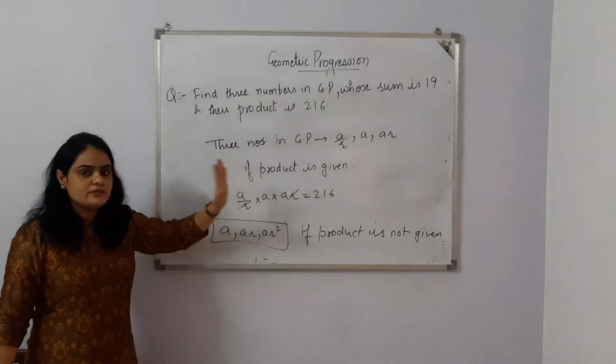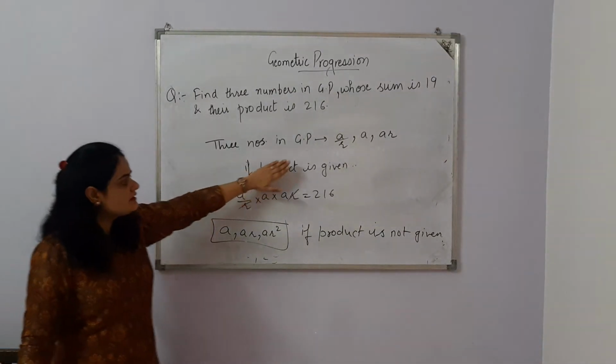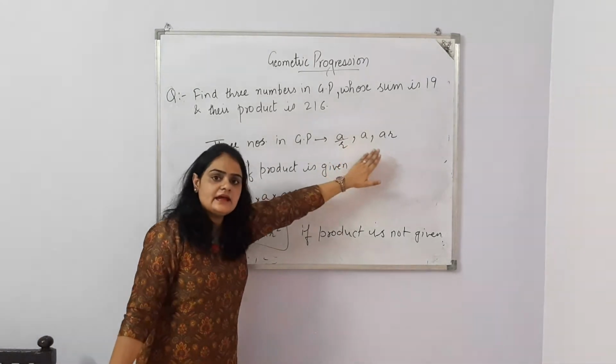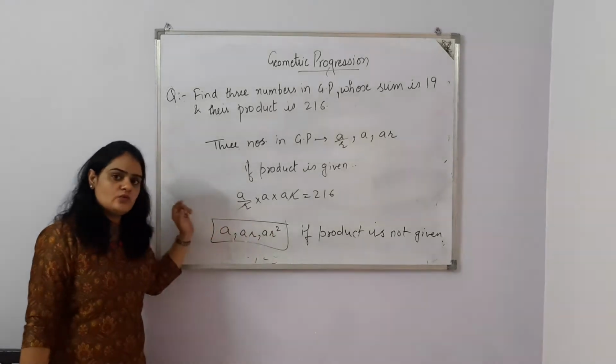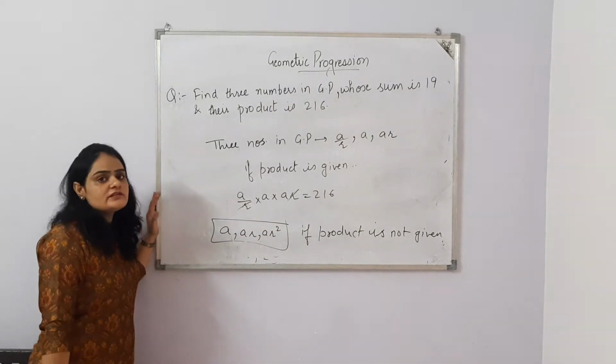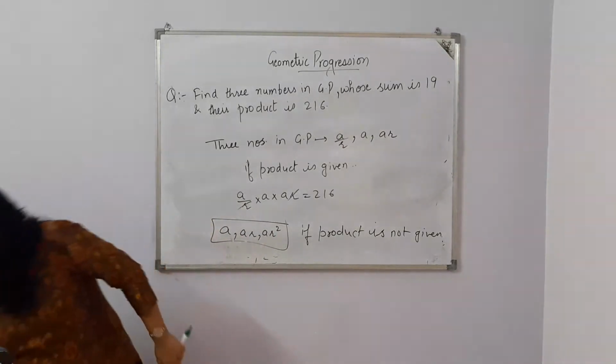So, I hope the criteria is clear. Whenever the product is given, take these three numbers A by R, A and AR. If the product is not given, take these three numbers A, AR, AR square. The only reason is that it reduces the calculation. Now let's do one question.